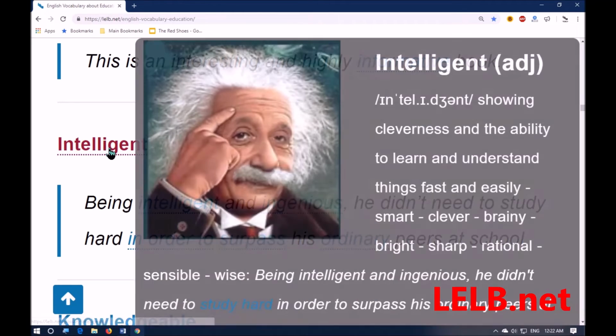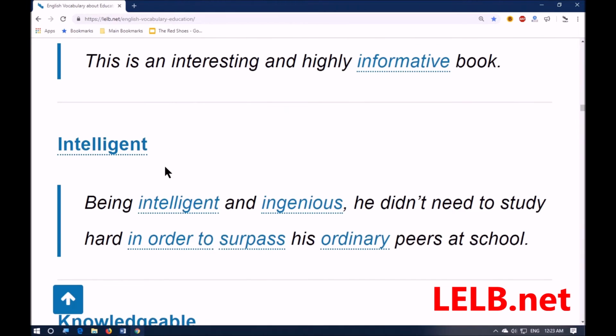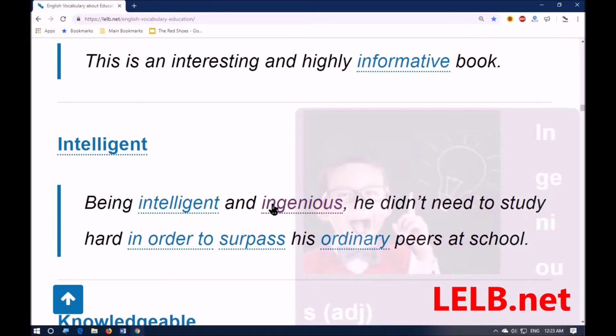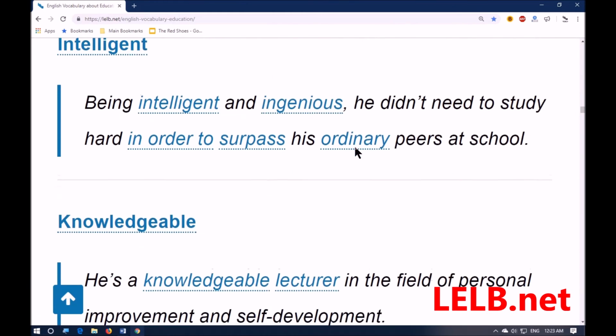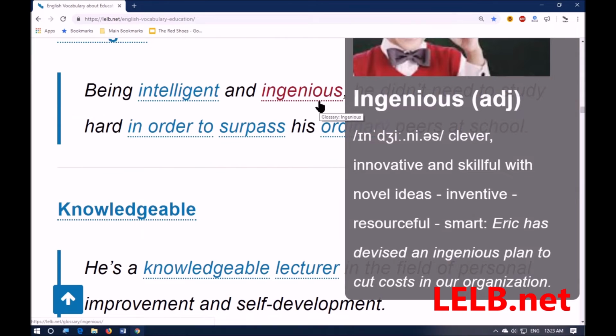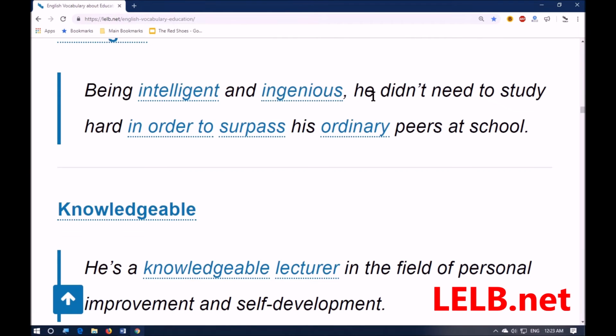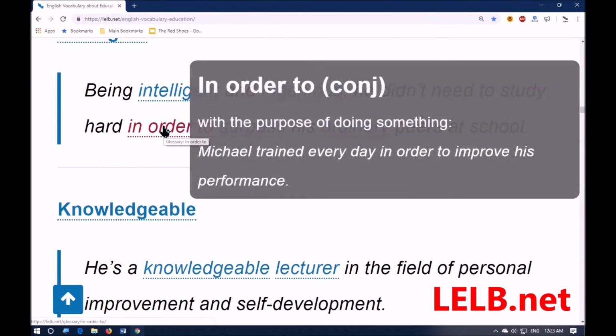The next word is intelligent, showing cleverness and the ability to learn and understand things fast and easily. Smart, clever, brainy, bright, sharp, rational, sensible, wise. Being intelligent and ingenious means clever, ingenious, and innovative. Ingenious is clever, innovative, and skillful with novel ideas. Inventive, resourceful, smart.